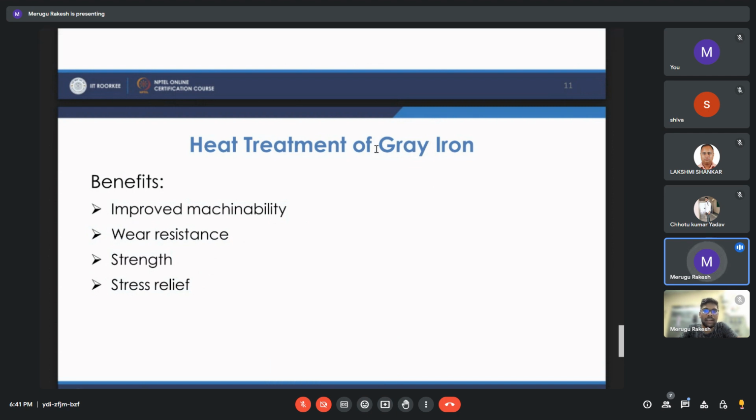And remember, gray cast iron has a good amount of cementite carbon, so its hardness is well beyond the actual iron that we know of.